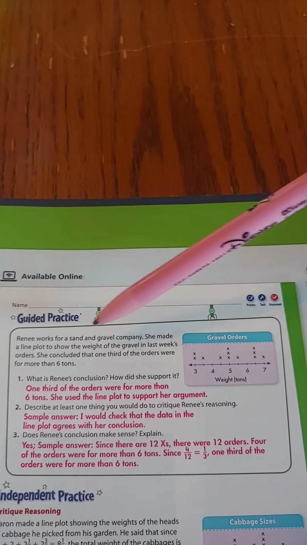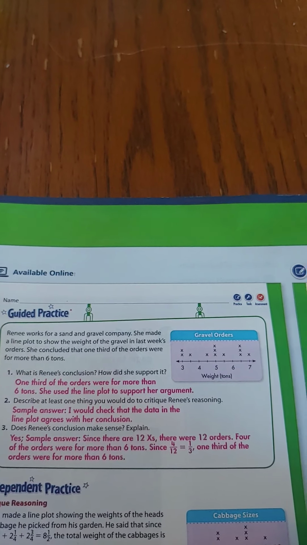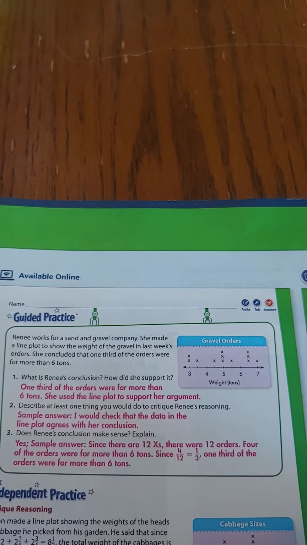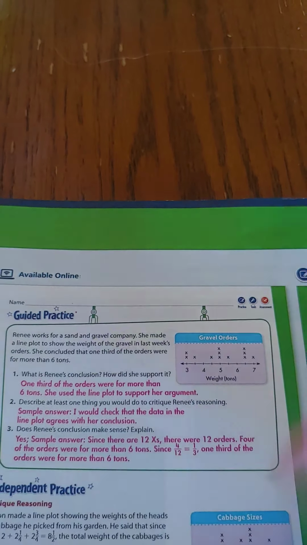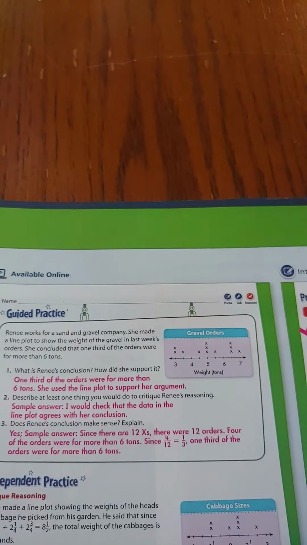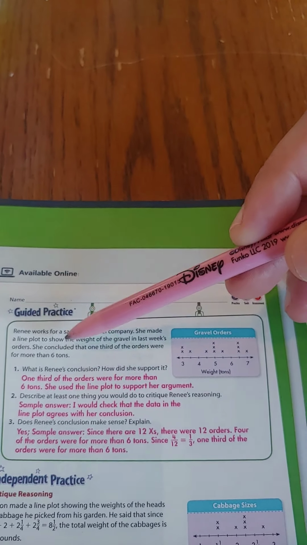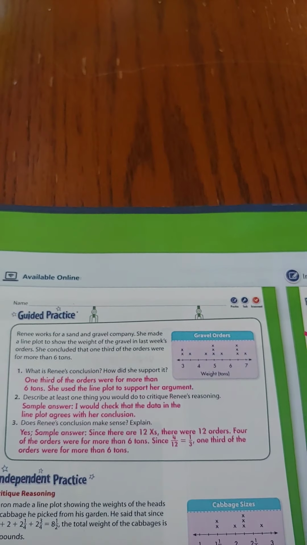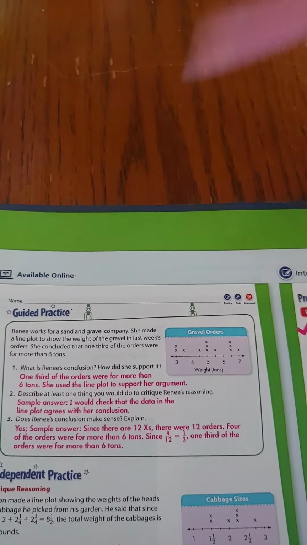Renee works for Sand and Gravel Company. She made a line plot to show the weight of the gravel in last week's orders. She concluded that 1/3 of the orders were more than 6 tons. What is Renee's conclusion? Well, that 1/3 of the orders were more than 6 tons. Right? I have a pen, but yeah, underline this part right here. That's her conclusion. And then they're going to be asking you a lot of times, is she right or not?